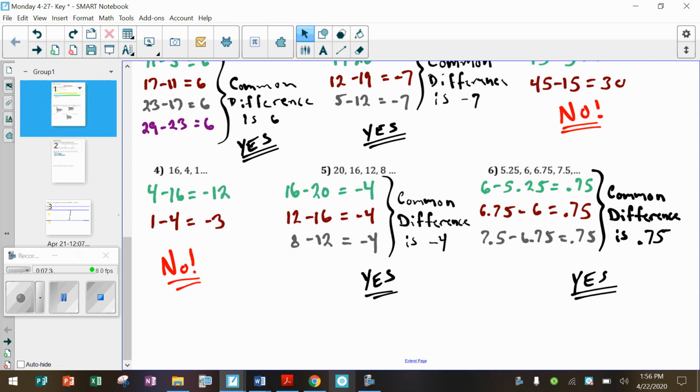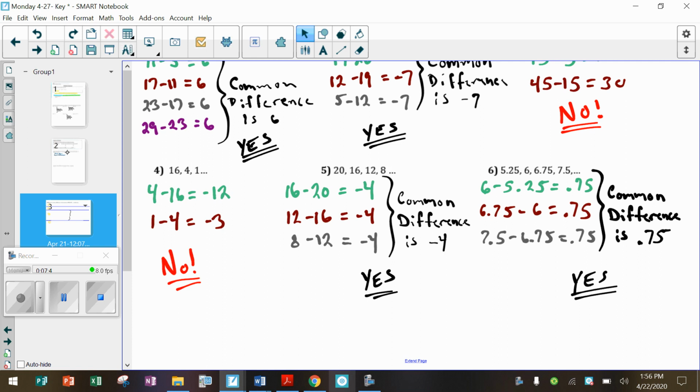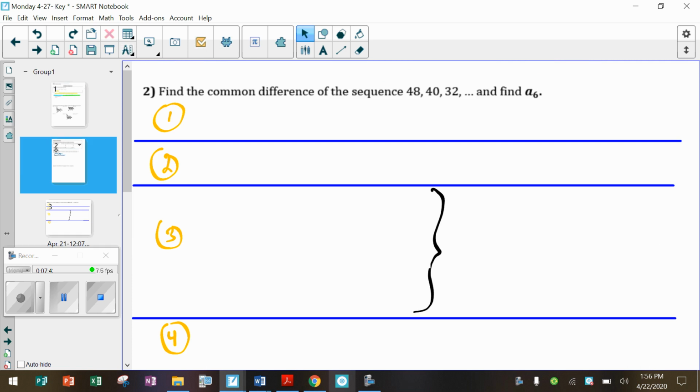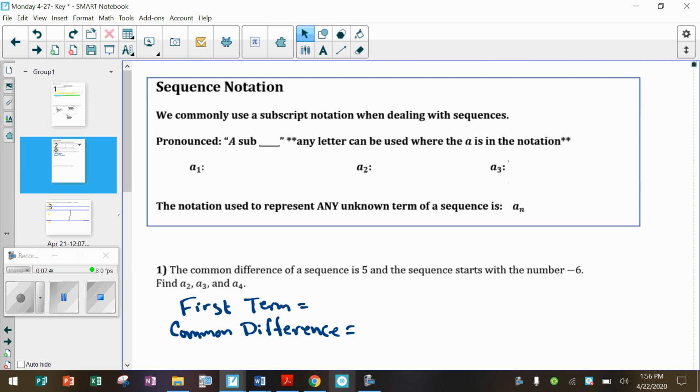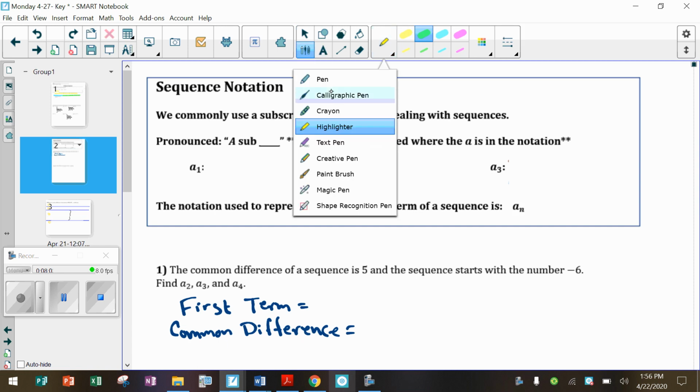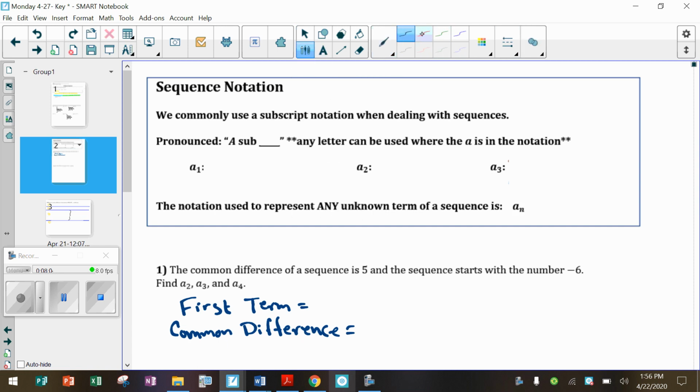Now, it's not always this easy, so let's look at some other things that can happen. For example, our notation. A sequence notation commonly uses a subscript. Sub, like a submarine, is down low. Script, like something that is written. So it's written down below. An exponent is written way up high. You're used to seeing exponents, like x squared. That is technically a superscript. We are talking about subscripts, so they are written down low.